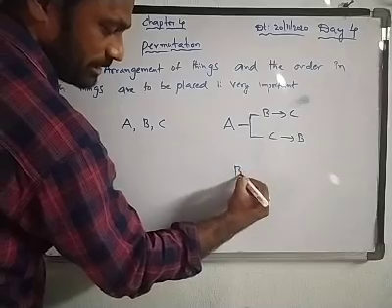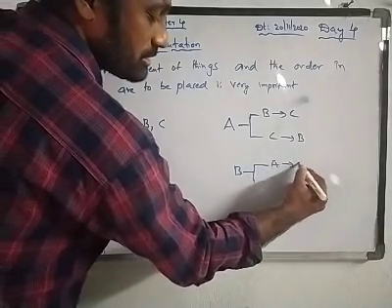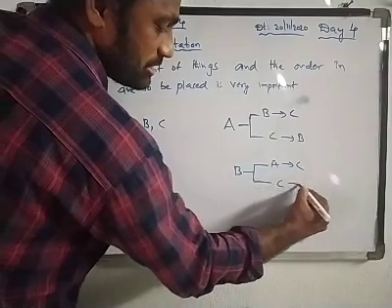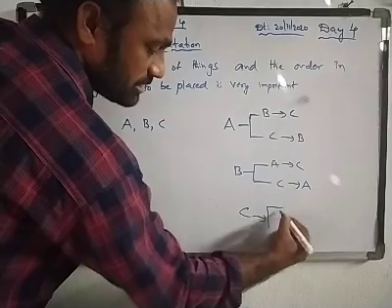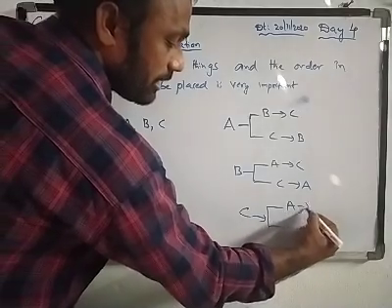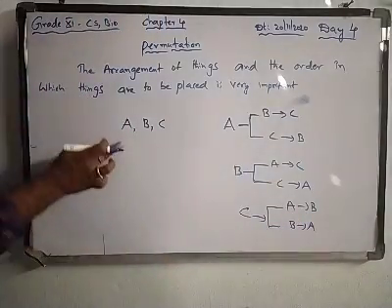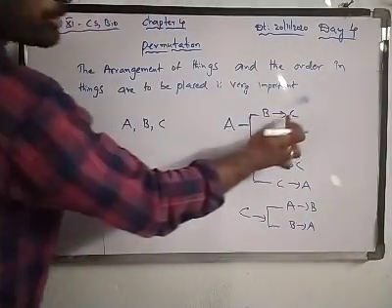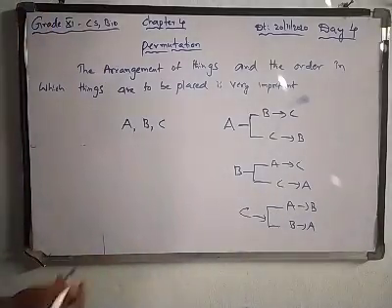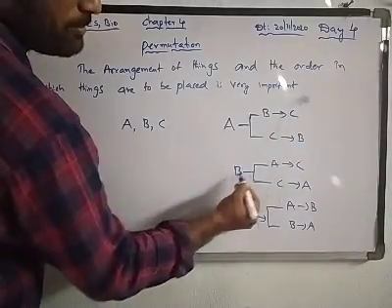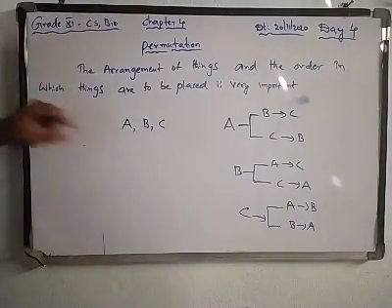Suppose if I start with B, first I will take A and next I will go with C, or C here and A. If I start with C, then I am left with two letters, A and B. So I can write A and B, or else B and A. So totally with three letters, I get six arrangements. The orders are ABC, ACB, BAC, BCA, CAB and CBA. These many ways I can arrange the three letters.